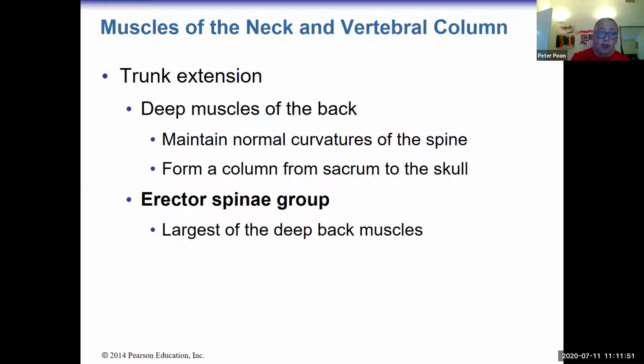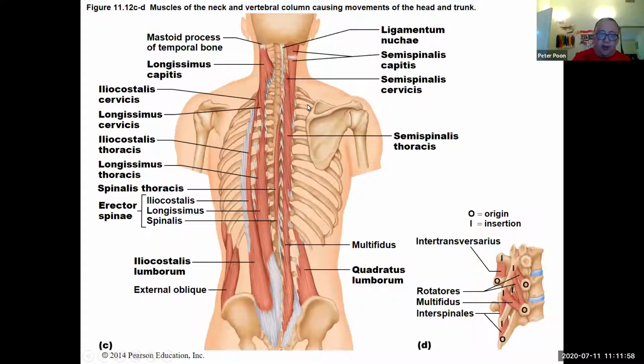The trunk extension. There's only one big muscle group involved, and that's the erector spinae. So here is the erector spinae. So here, 1, 2, 3, is actually 3 separate muscles. So these 3 here. The mnemonic for it is "I love spine." But you're not responsible for these 3.